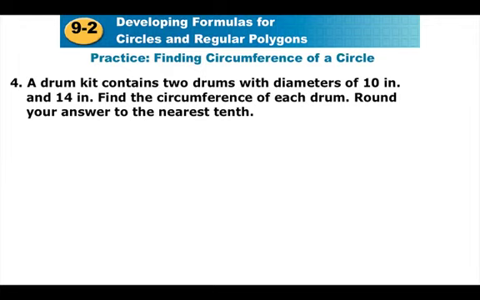This is practice problem number 4. Follow along as I read the problem. A drum kit contains 2 drums with diameters of 10 inches and 14 inches. Find the circumference of each drum. Round your answer to the nearest tenth.